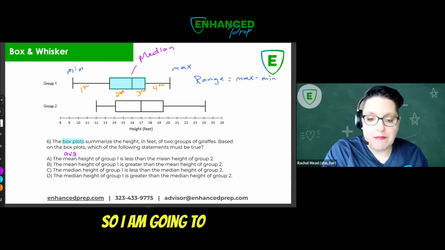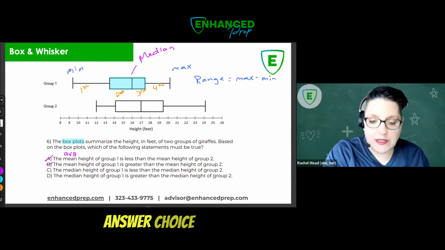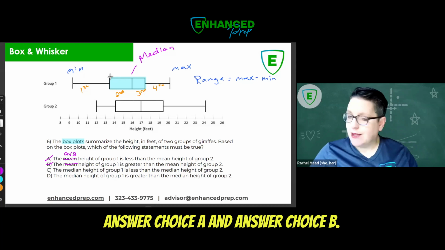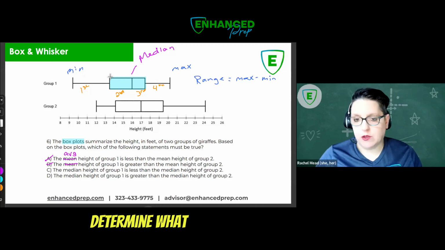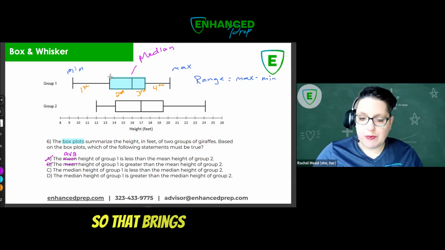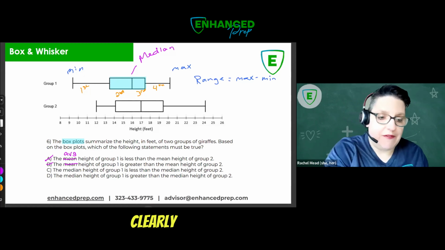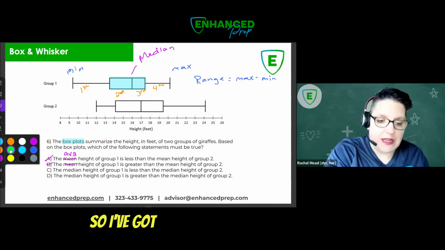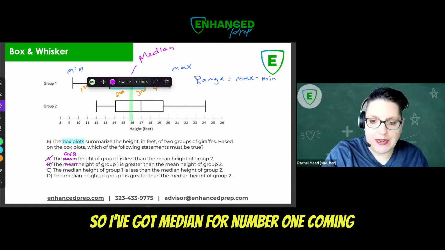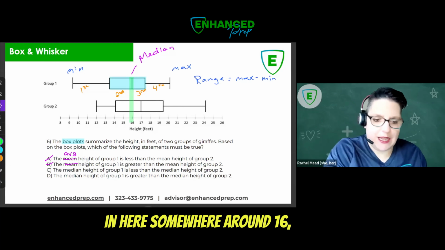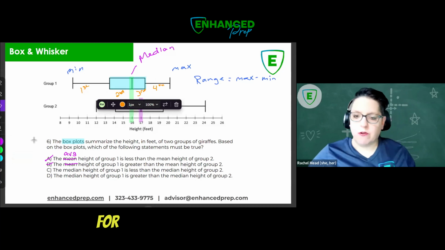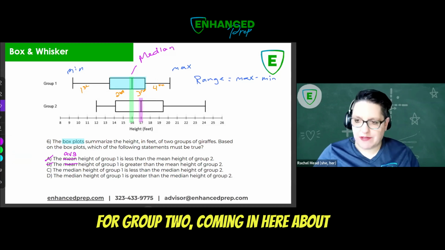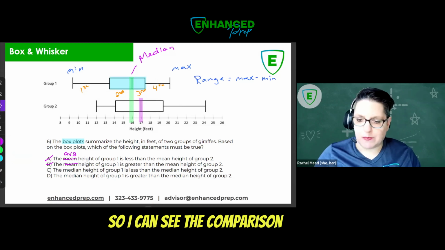So I am going to immediately eliminate answer choice A and answer choice B because I will never have enough data to determine what is going on with my mean. So that brings me down to C and D, which is comparing my median, which I do clearly have in both of these. So I've got the median for group one coming in here somewhere around 16, give or take. And then I've got the median for group two coming in here about 17. So I can see the comparison between those.